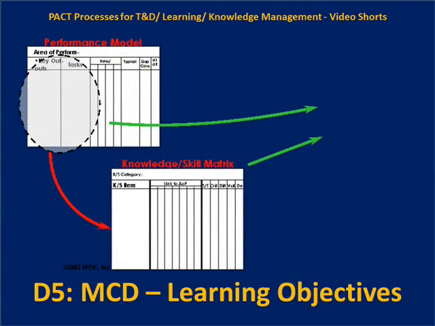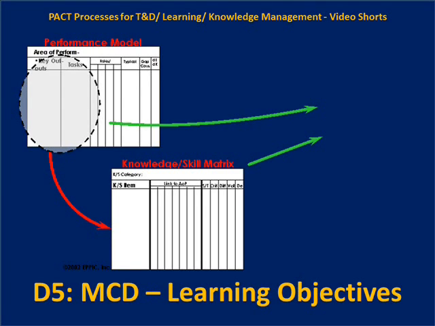These learning objectives are either derived from the performance model, which articulates the performance requirements of the target audience, or from the enabling knowledge and skill matrices that identify the enabling knowledge and skills that are required in order to facilitate and enable performance. Performance model data and the knowledge and skill matrices data come from the analysis phase.